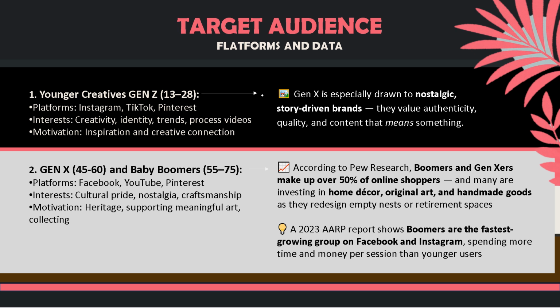Let's start with our older generation: Gen X, 45 to 60, baby boomers, 55 to 75. They are connected with cultural pride and nostalgia, and they tend to use Facebook, YouTube, and Pinterest. This is all backed up with an AARP report and also Pew Research. The younger generation, Gen Z, 13 to 28, tend to use Instagram, TikTok, and Pinterest. And again, they tend to relate more to trends. They're still developing their identity and their creativity.